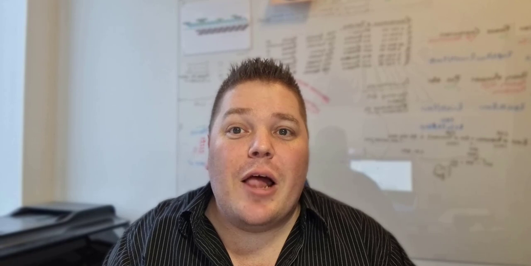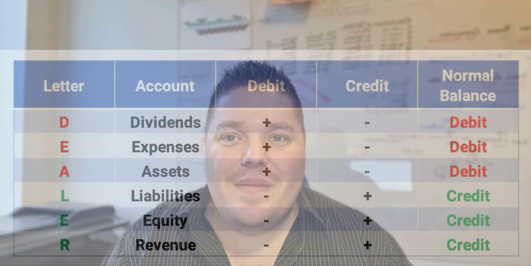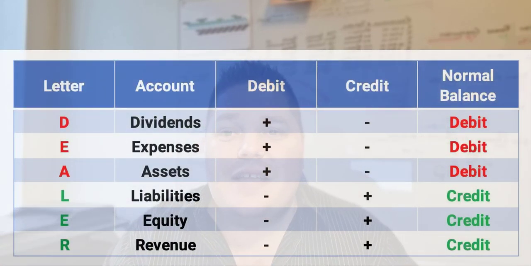The DEALER trick is a popular mnemonic device used to help people remember the concepts of debits and credits in accounting. Let's take a look. So DEALER stands for, first, the D: Debits increase assets and expenses. E: Expenses are debited. A: Assets are debits. L: Liabilities and equities are credits. E: Equities are credits.